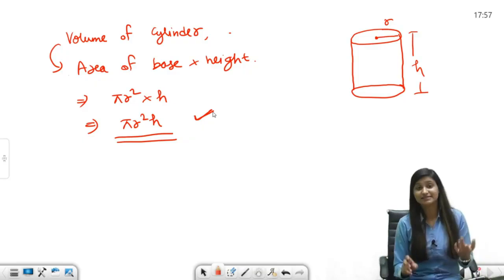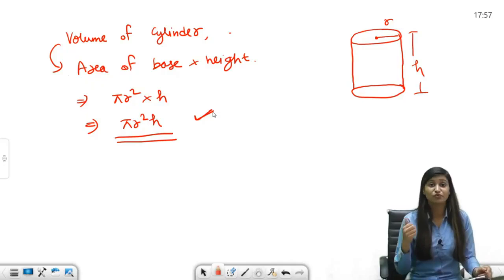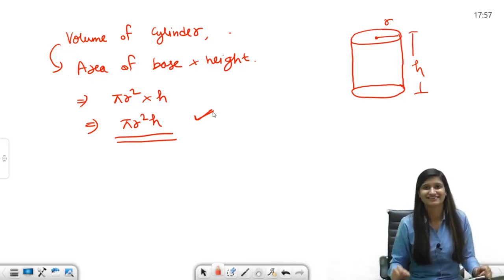So we calculated total surface area, curved surface area and volume for cube, cuboid and cylinder, right?